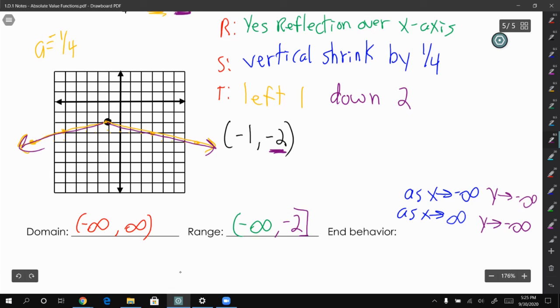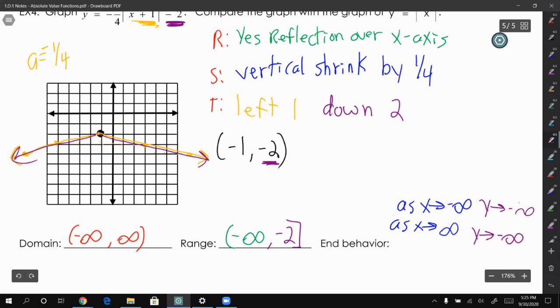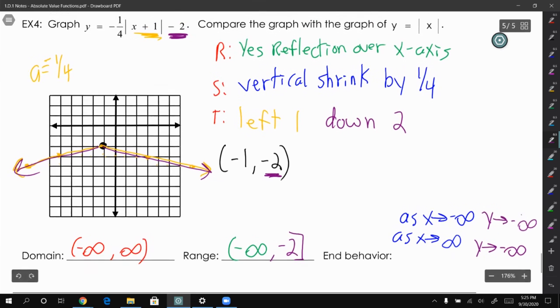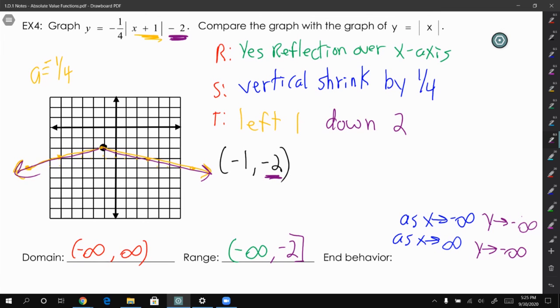So I hope that this video was useful in how to graph these absolute value functions. We didn't use the calculator, we didn't use a table. We plotted the point and then counted using our slope. So I hope this makes sense.